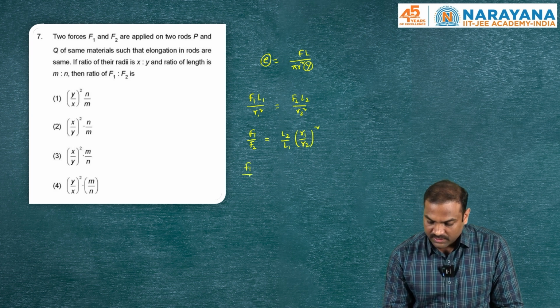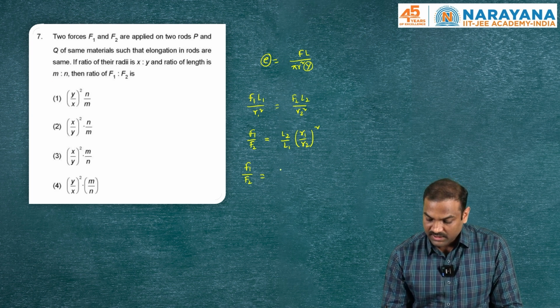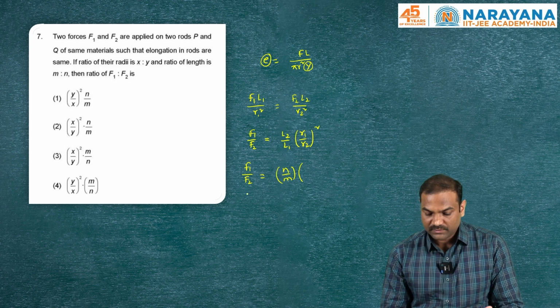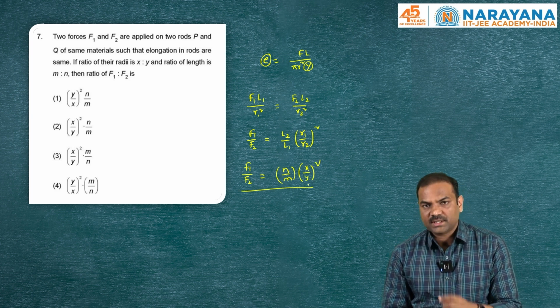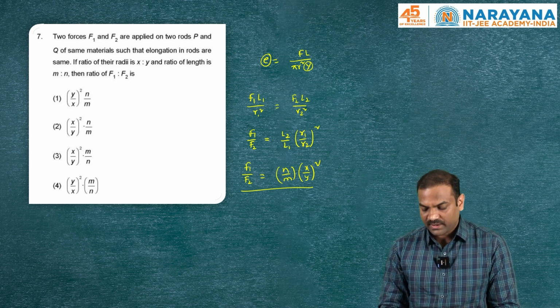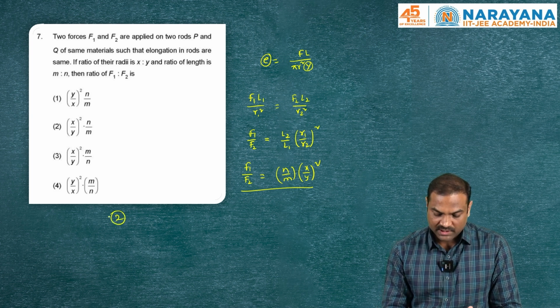Then F1 by F2 is equal to, see, L2 by L1. The length ratio they have given as m is to n, so L2 by L1 should be n by m, multiplied with R1 by R2, which is nothing but x by y, whole square. So the required force ratio is n by m into x by y whole square, which is going to be the second option.